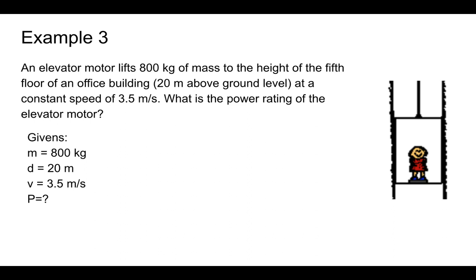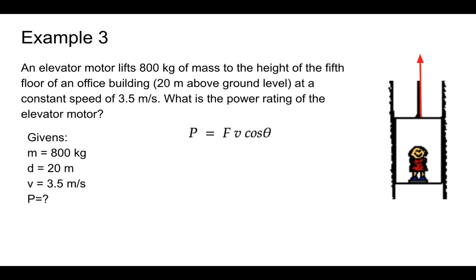First and foremost, you should notice that it says we're going at a constant speed. When it gives you a constant speed, usually you're going to use the equation for power with velocity in it. That was power is equal to force times velocity times the cosine of theta. Now, we don't know what the force is, right? What is the force of that elevator motor pulling it upwards? Well, in order to know that, we're going to have to draw a free body diagram.